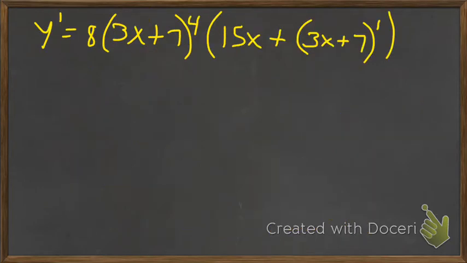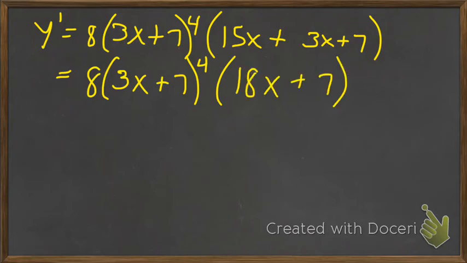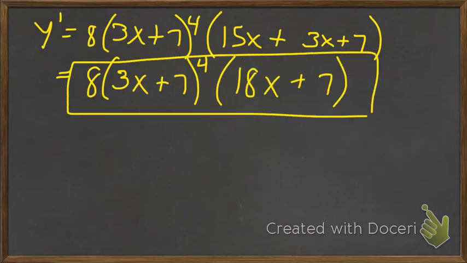Okay, as I was saying, we don't have to say to the 1 power. (3x + 7) to the 1 is just 3x + 7. We can combine like terms. That makes 18x + 7. This is our simplified derivative.